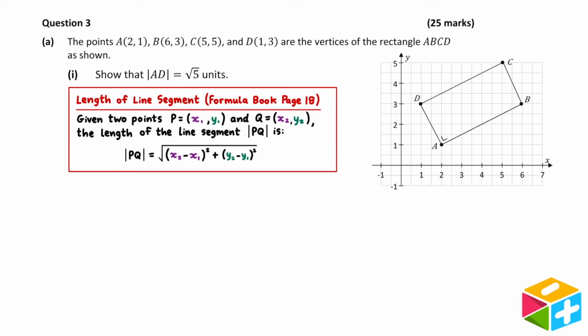There's a formula on page 18 of our formula book which allows us to calculate the length of a line segment. It says that given 2 points, P = (x1, y1) and Q = (x2, y2), the length of the line segment PQ is the square root of (x2 minus x1) all squared plus (y2 minus y1) all squared.